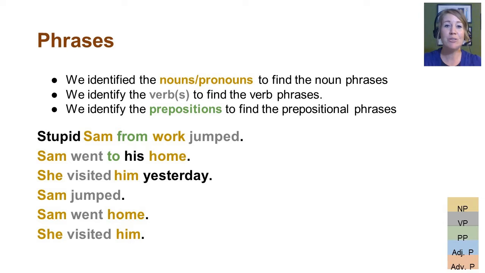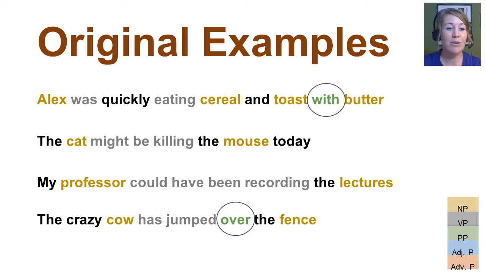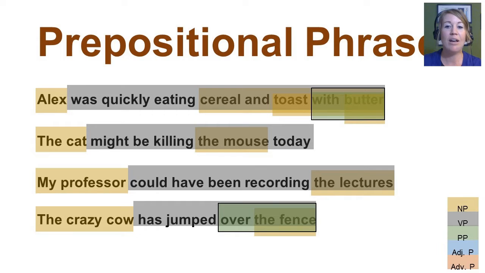To identify nouns, we have to find nouns. To identify verb phrases, we have to find verbs. To identify prepositional phrases, you need to find the prepositions in the sentence. So in our example sentences, here are our prepositions: with butter, over the fence. And because we know that a prepositional phrase starts with the preposition and includes a noun phrase, we know that with butter is a prepositional phrase, and we know over the fence is a prepositional phrase.